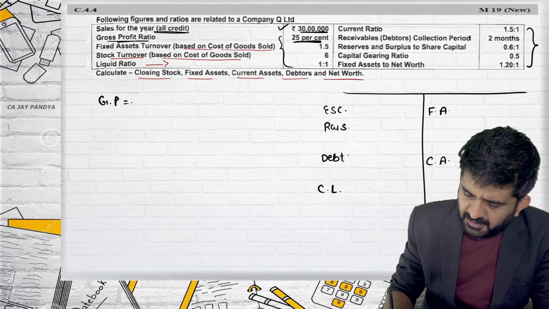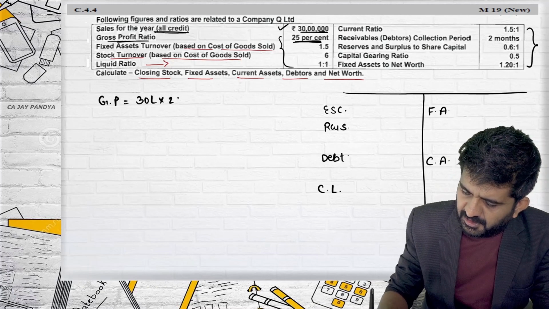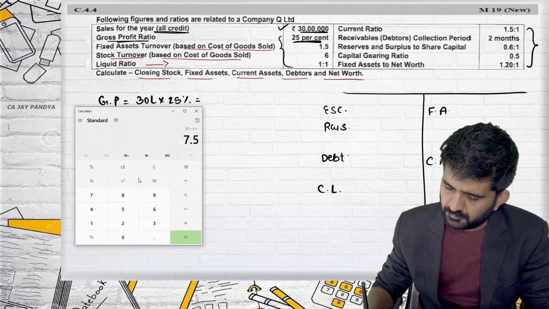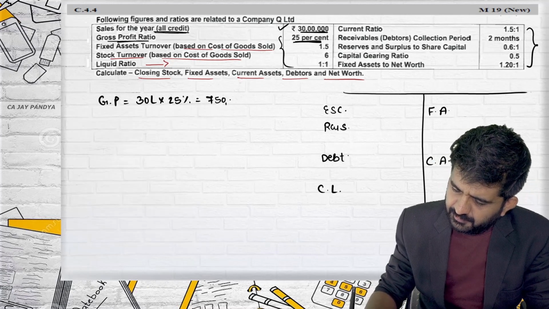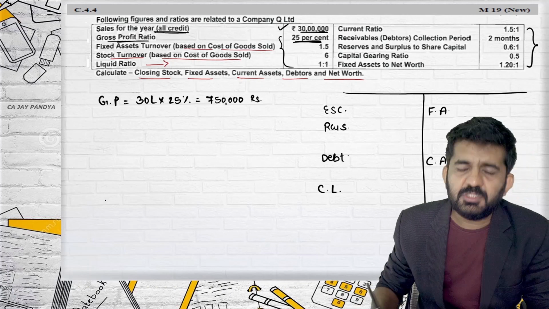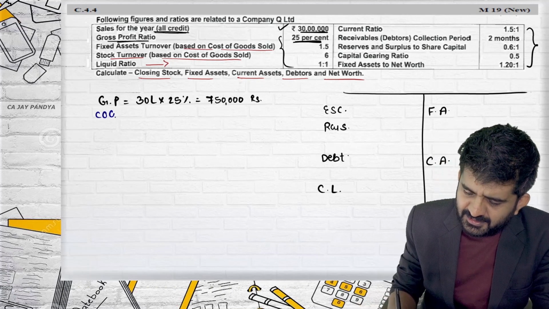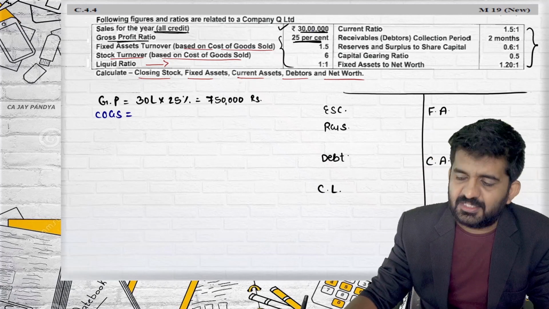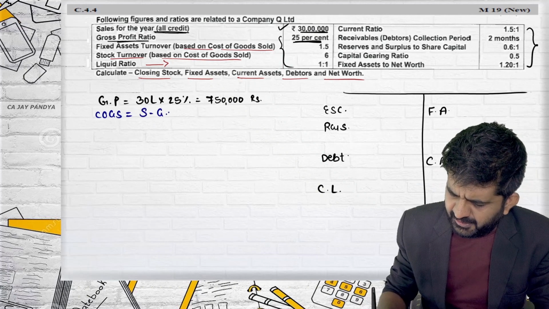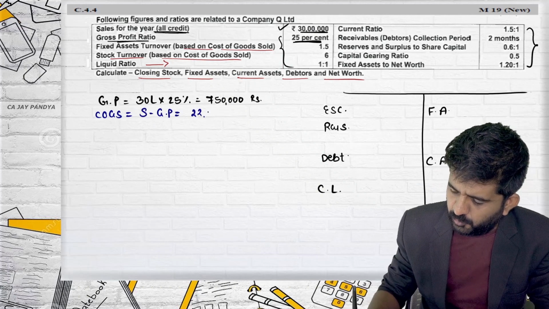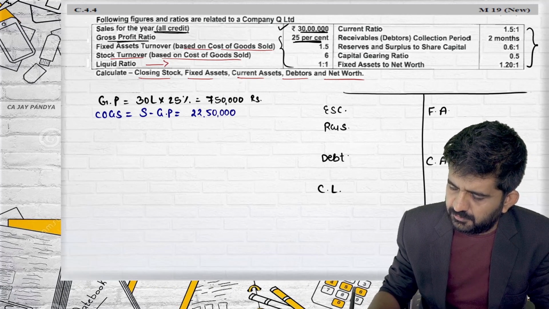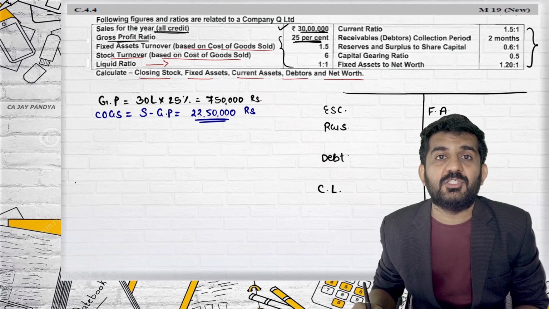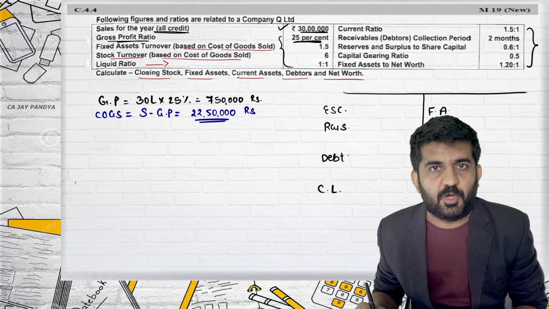GP ratio is 25%. So, what will be GP? GP will be 30 lakhs multiplied by 25%. It is 7 lakh 50,000 rupees. Can I find out COGS? Yes. COGS is the sales minus GP. What is sales of 30 lakhs minus GP? Sales minus GP is equal to 22 lakh 50,000. So I readily have an answer for COGS from the first two formulas.